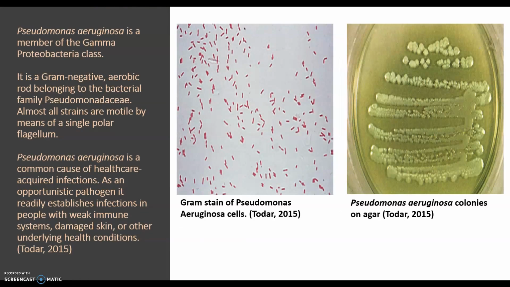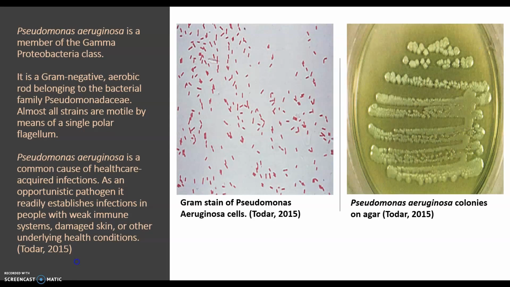Pseudomonas aeruginosa is a member of the gamma proteobacteria class. It is a gram-negative aerobic rod belonging to the bacterial family Pseudomonaceae. Almost all strains are motile by means of a single polar flagellum. Pseudomonas aeruginosa is a common cause of healthcare-acquired infections.